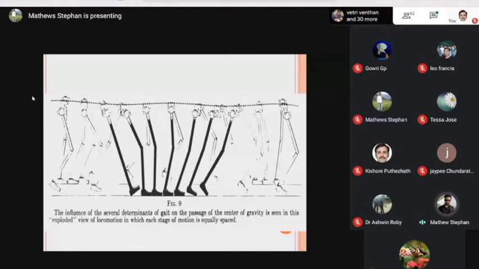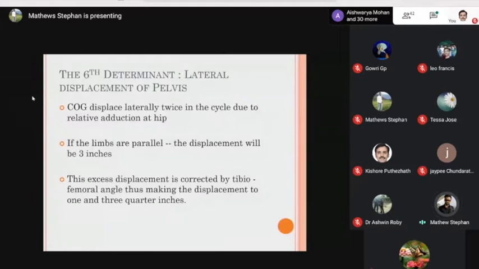Next, coming to the sixth determinant, that's the final one, that is the lateral displacement of the pelvis. The center of gravity displaces laterally twice in the cycle due to relative adduction of the hip. If the limbs are parallel, the displacement will be 3 inches. This excess displacement is corrected by the tibiofemoral angle, thus making the displacement 1¾ inches.